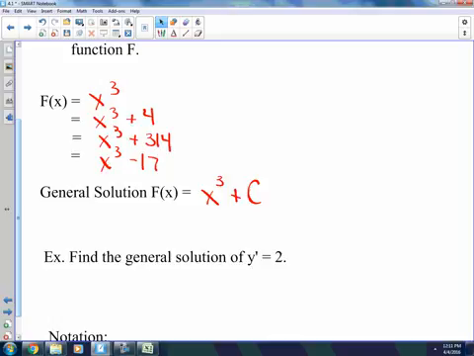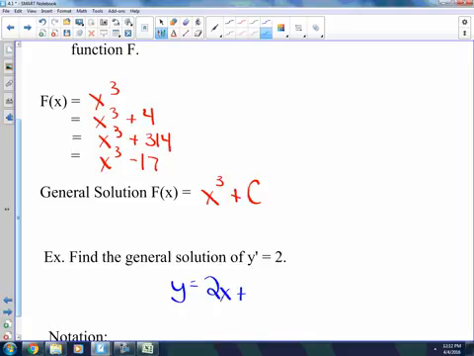Okay, so we're going to practice our notation too. We're finding the general solution. They're telling us to go backwards. So if they're telling us the derivative is y prime, what would the notation be for the original? Y prime is the derivative. Go backwards to say y equals. Can you think of what you derived to get 2? You want the general solution.